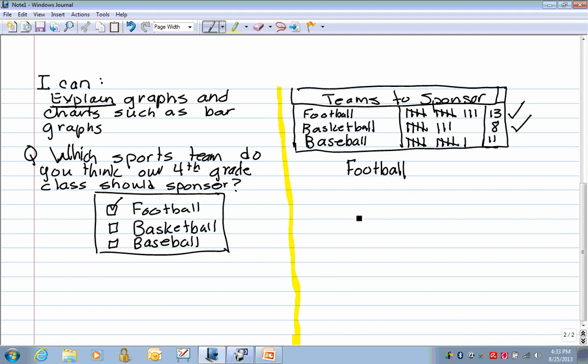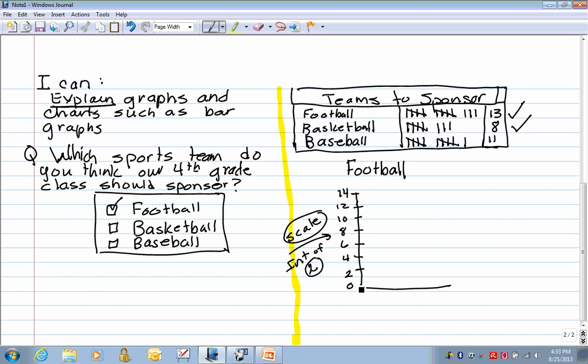So if I draw my vertical line and my horizontal line, and on the left side I am doing my scale with an interval of 2, because I'm starting at 0 and I go 2, 4, 6, 8, 10, 12, 14. So I'm counting by 2s. That is my interval.